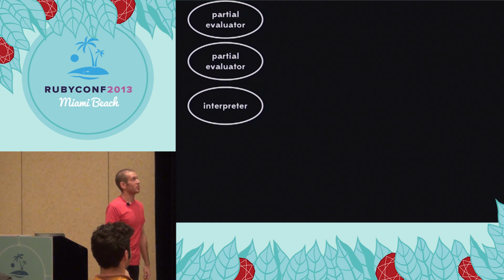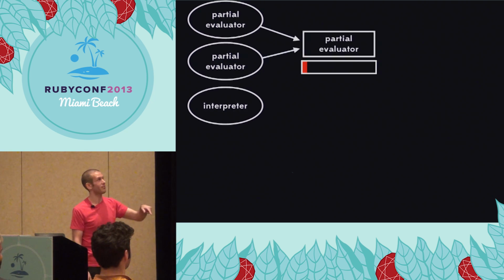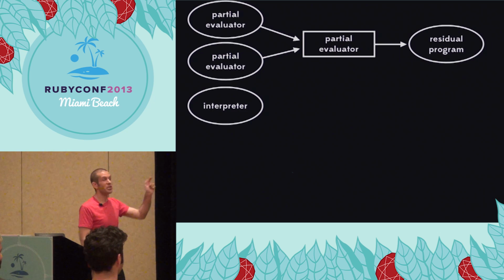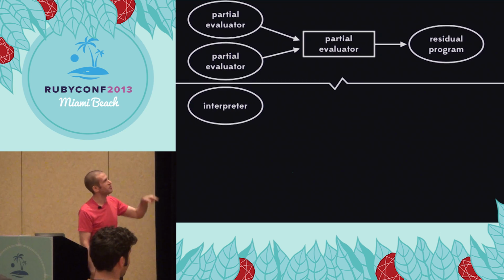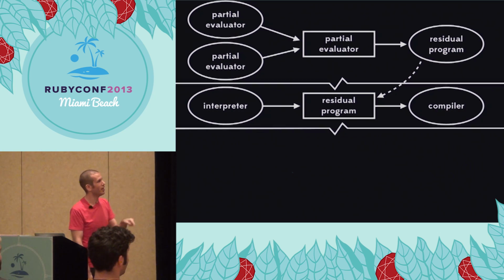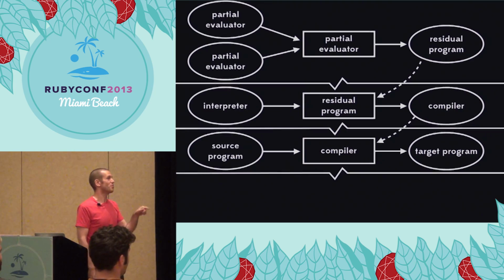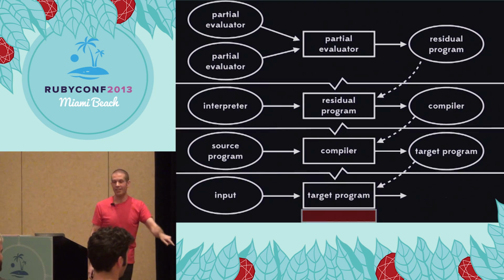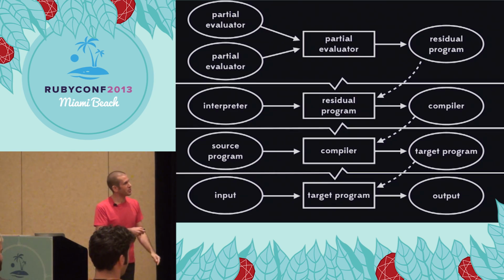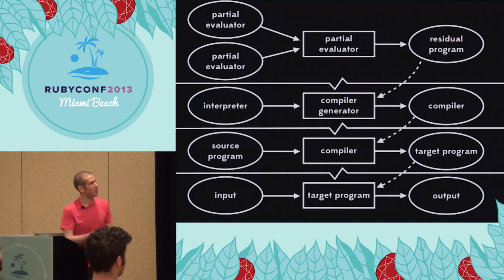So you treat the partial evaluator as input, and so you feed the partial evaluator and the partial evaluator into the partial evaluator. And what you get out is a residual program, and then later on you feed the interpreter into the residual program, and then that runs, and then you get a compiler. And then later on, you run the compiler with the source program as input, and then you get a target program. And then later on, you run the target program with input as input, and you get the output. But this thing here, the residual program that takes an interpreter and turns it into a compiler, is a compiler generator.